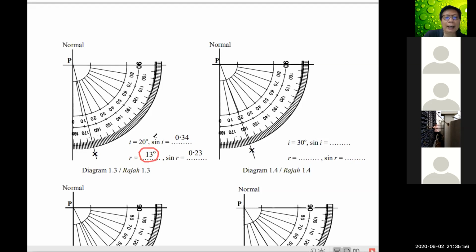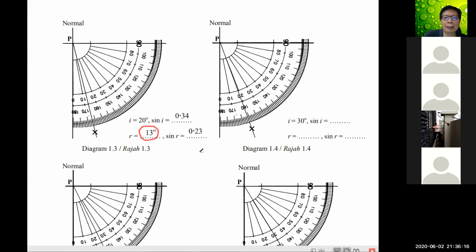And use a calculator to calculate the sine. Sine 20, you get 0.34. Sine R is sine 13, you get 0.23. Press your calculator, sine 20, you get this answer. Sine 13, you get this answer. Right. Next diagram. Now you start with this one.